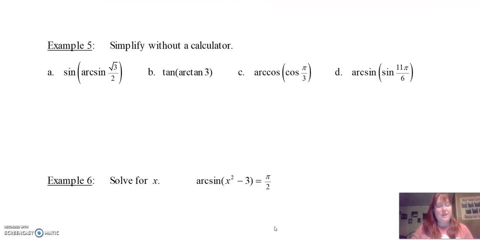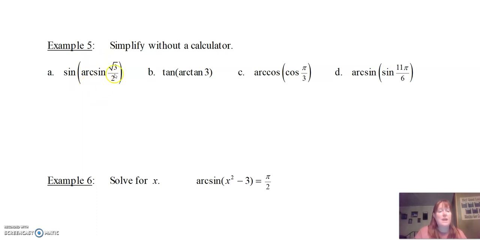Okay, so we're going to simplify these without a calculator. Your intuition is going to tell you that sine and arcsine cancel each other out because they're inverse functions, and they basically do. But what you have to be careful of is that the answer still has to be a valid answer for the arcsine. Certain things can't come out of the arcsine. So let's start with this one. Arcsine of 3 over 2.